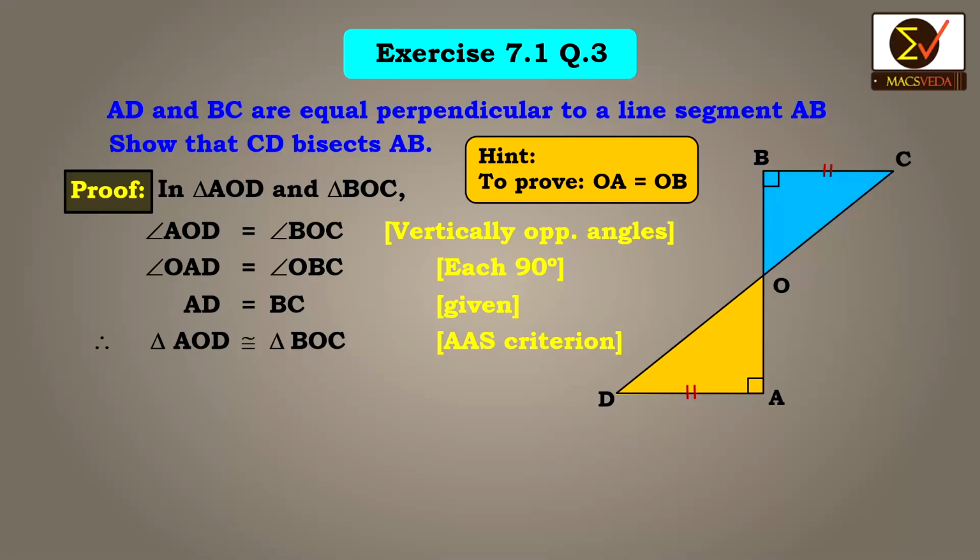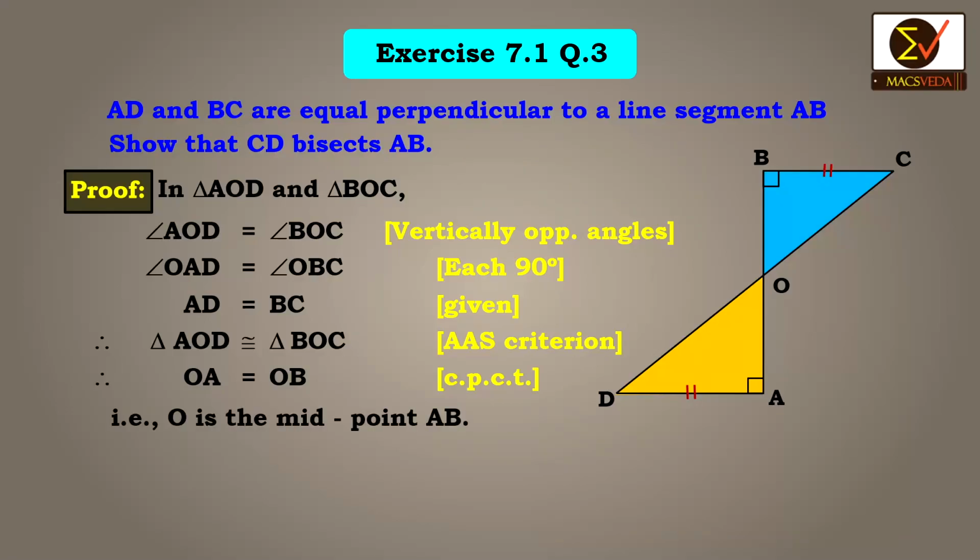See, when two angles are equal, automatically the third angle is equal to the corresponding third angle. So, the side is not included between the two angles. Therefore, by the AAS criterion, the two triangles are congruent. Therefore, by the CPCT property, that is congruent parts of congruent triangles, the corresponding sides OA and OB are equal. That means O is the midpoint of AB. Therefore, CD bisects AB.